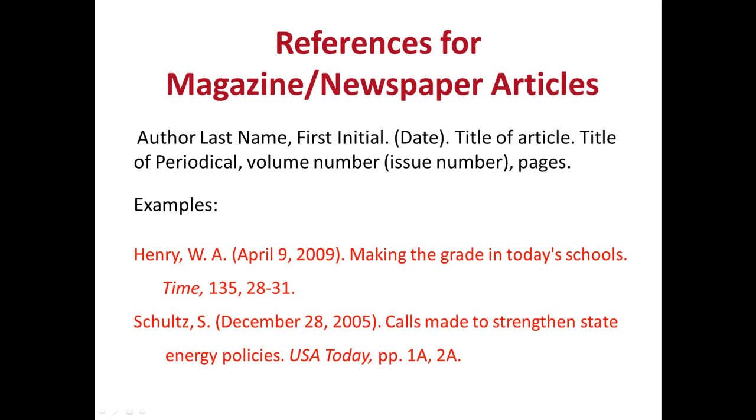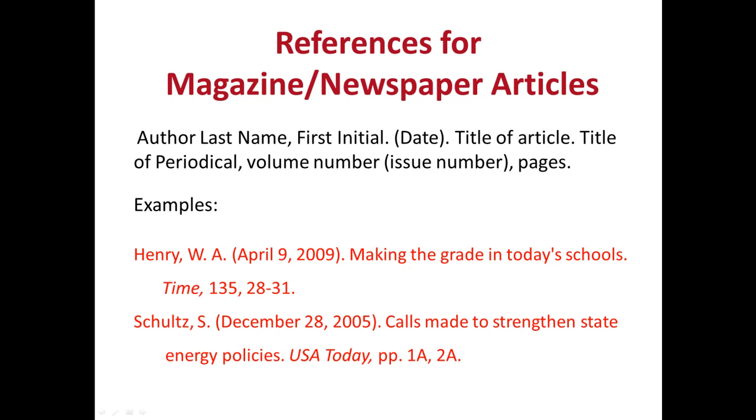For example, author's name, last name Henry, comma, initials W.A., and in parentheses the date of publication, April 9th, 2009, followed by a period. The title of the article, Making the Grade in Today's Schools, followed by a period. The name of the magazine, Time, followed by a comma, with the issue number 135, followed by a comma, and the page numbers of the article, followed by a period.